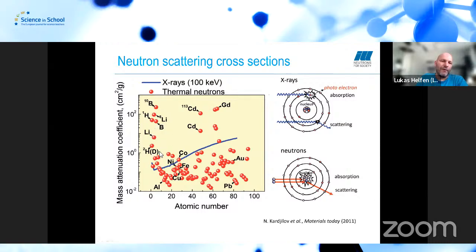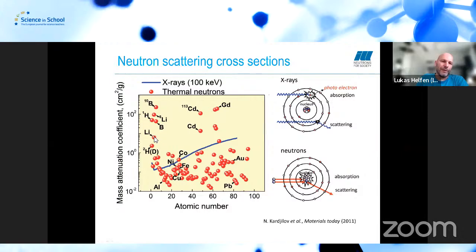the neutron cross sections are very much scattered. So you can very well distinguish, in many instances, neighboring atoms with neighboring atomic number Z. And also, as already pointed out by Alessandro, you can very well distinguish hydrogen, for instance, from its isotope deuterium, which is just a proton with a neutron in the nucleus. And so you get isotope sensitivity.